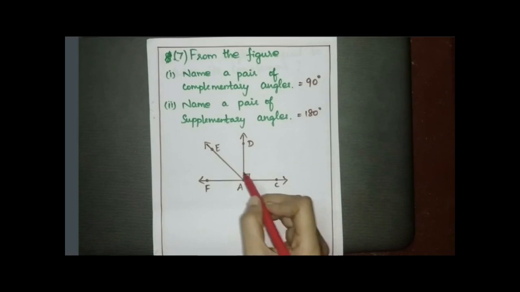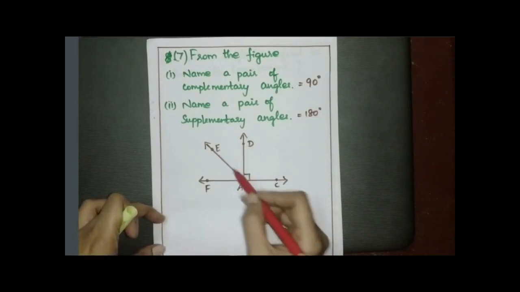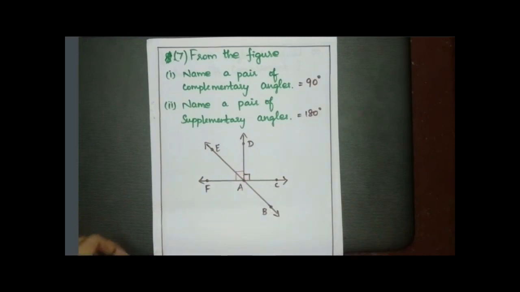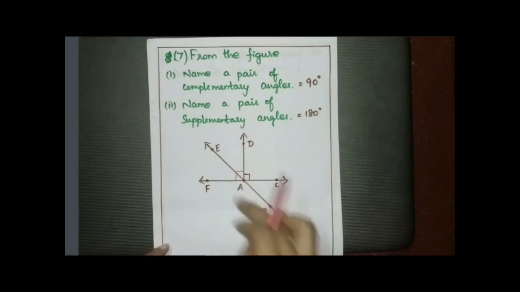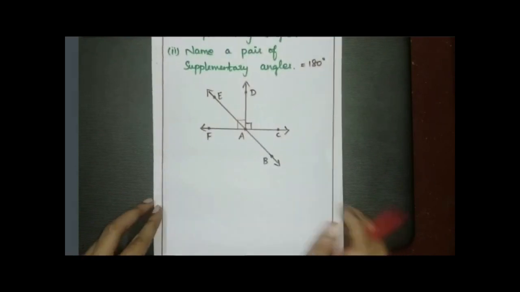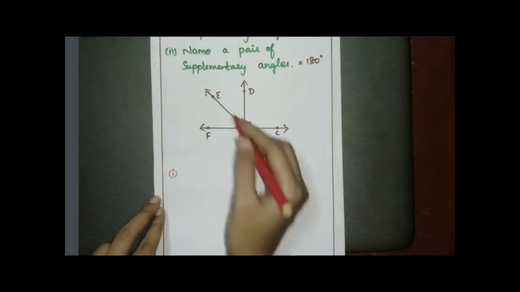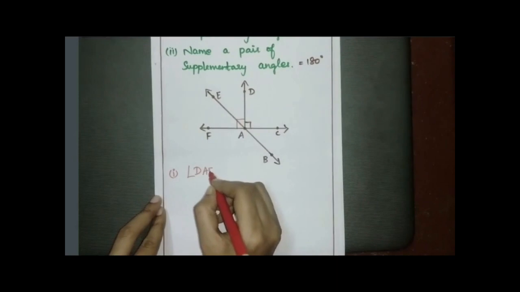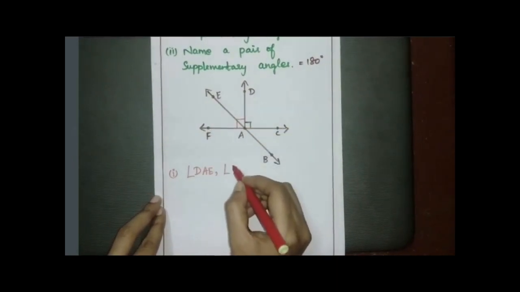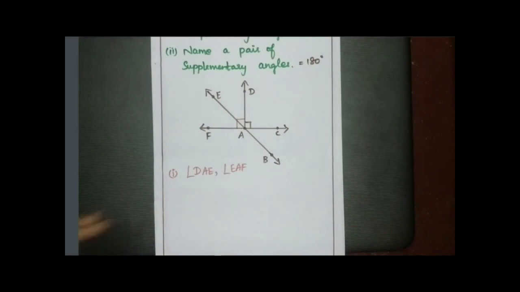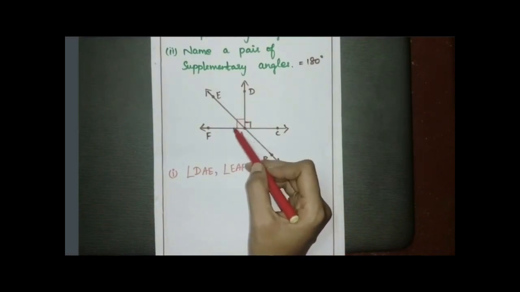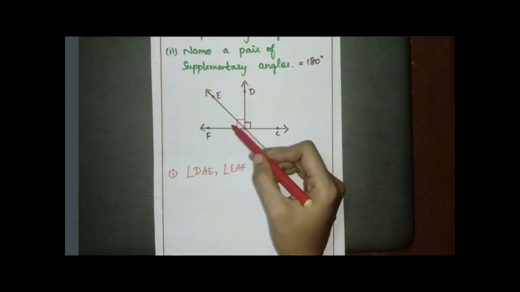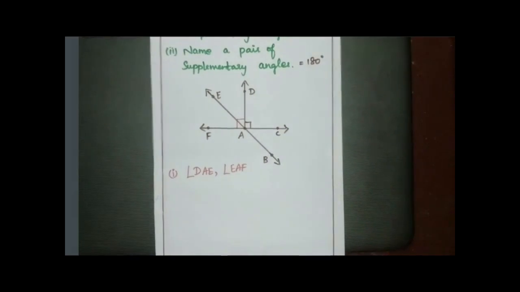Here angle DAE and EAF are added up to 90 degree. So these two angles are complementary to each other. So write the angle name. First one, angle DAE and angle EAF. These two angles are complementary to each other. Complementary means 90 degree. When we add these two angles, we get 90 degree.